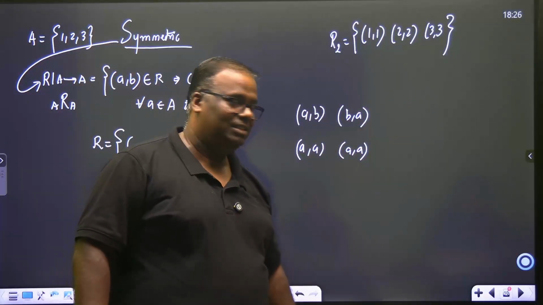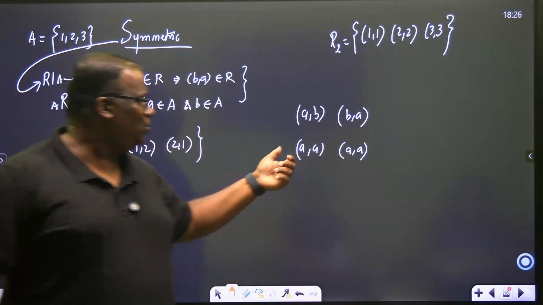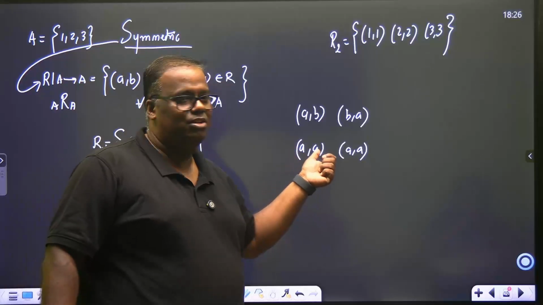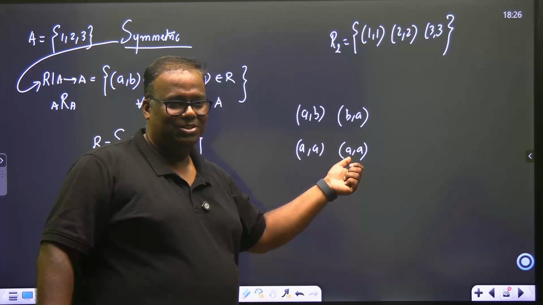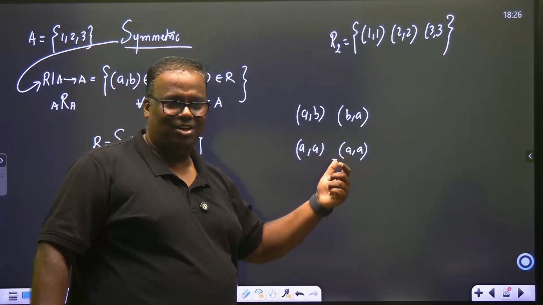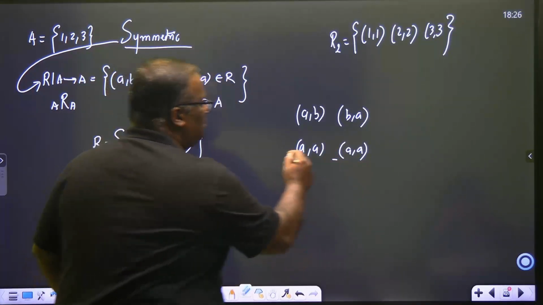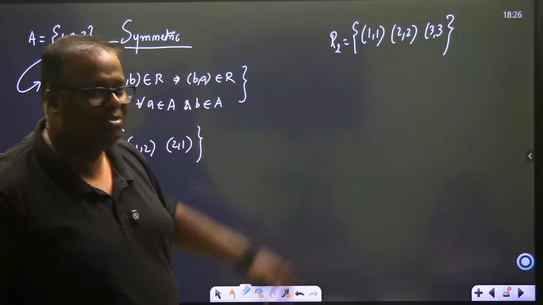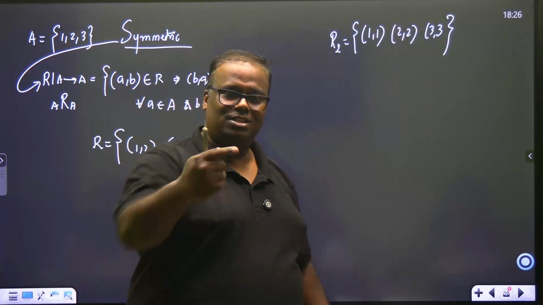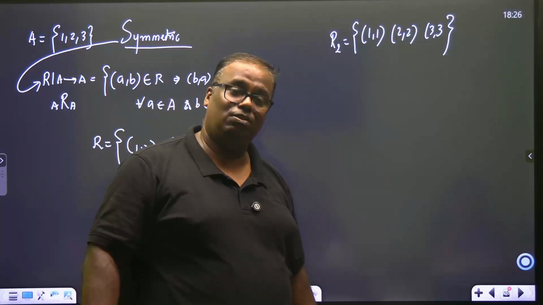All right. (a, a), how do you know this? We don't write like that, right? Remember, (a, a) is (a, a). I will not write it twice. So, which brings me into consideration: is an identity relation symmetric? Yes. Is it reflexive? Yes.